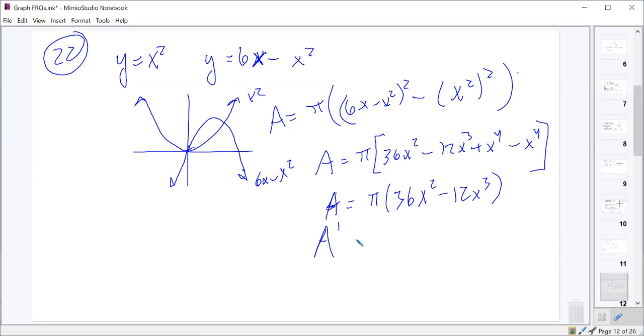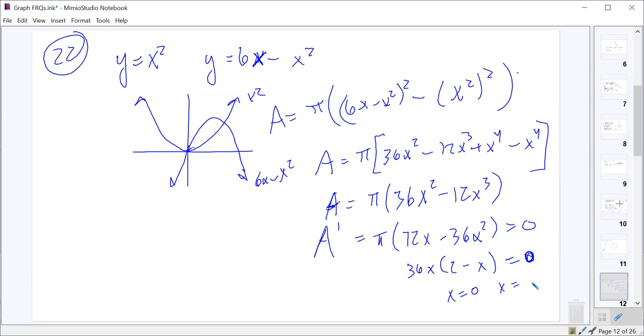Okay, and then to find out when that's at a max, we take the derivative, set it equal to 0, and then the pi becomes insignificant. This just becomes, we'll take out a 36x and get 2 minus x. We want to know when does that equal 0? Well, at x equals 0 and at x equals 2. Clearly, it's not going to be at x equals 0 because that's going to be a minimum. x equals 2 makes sense.